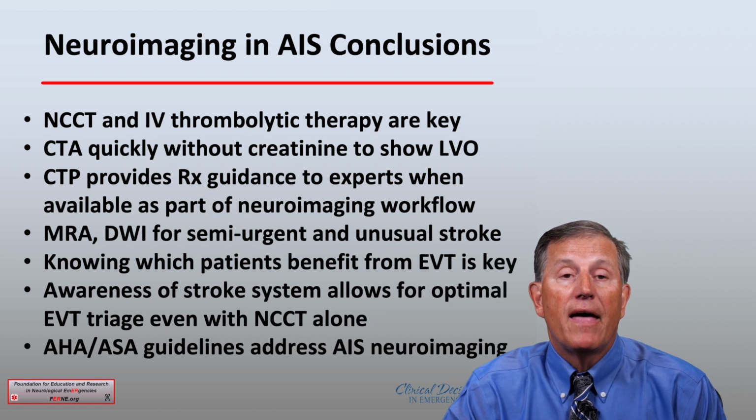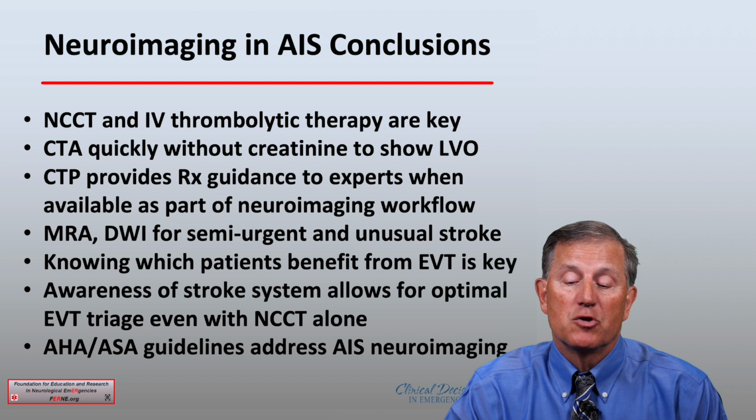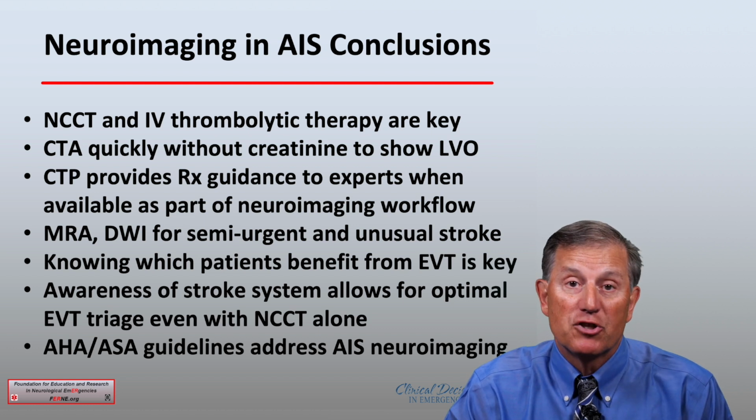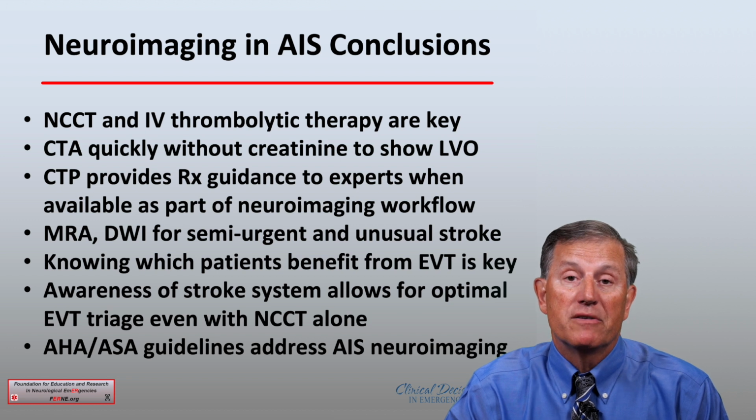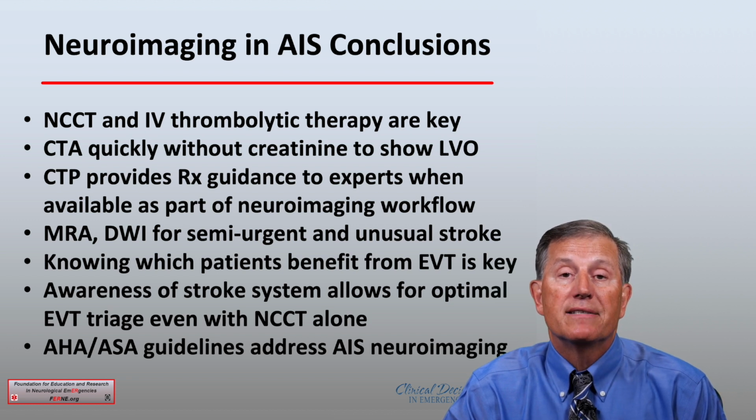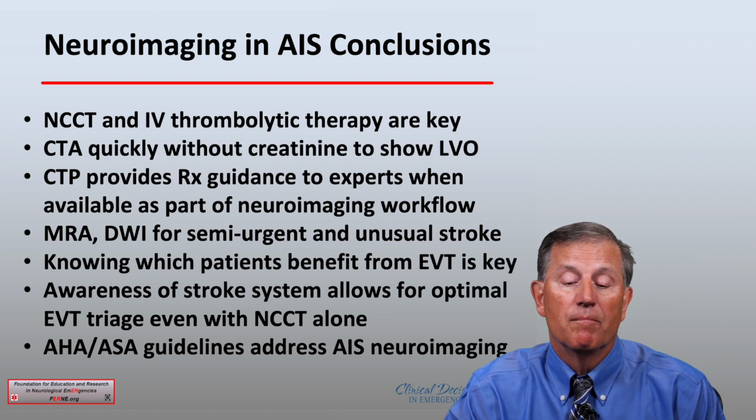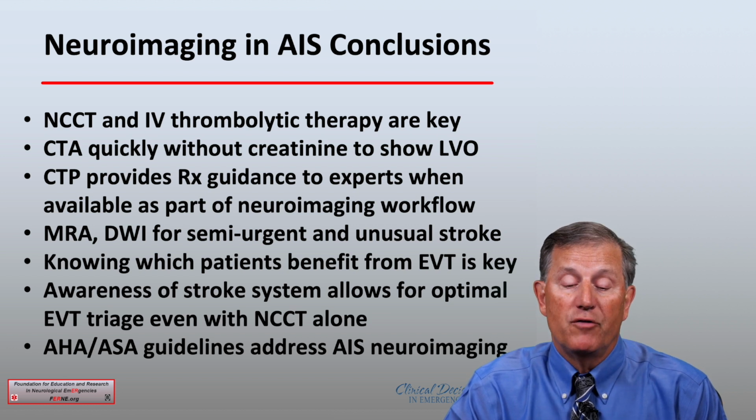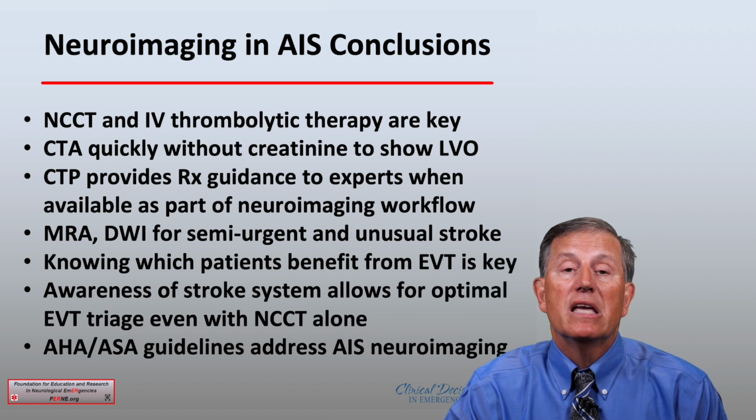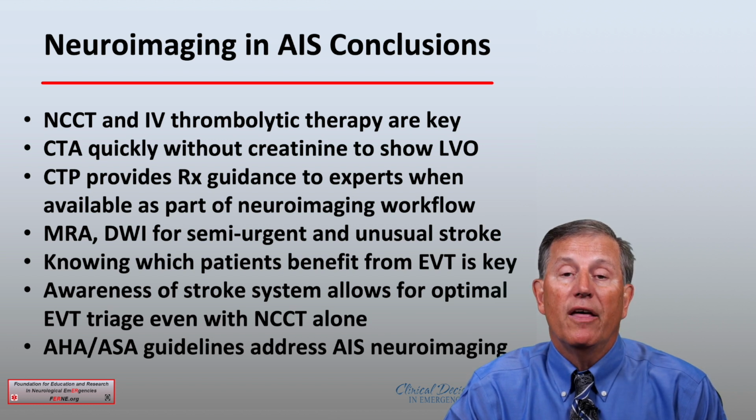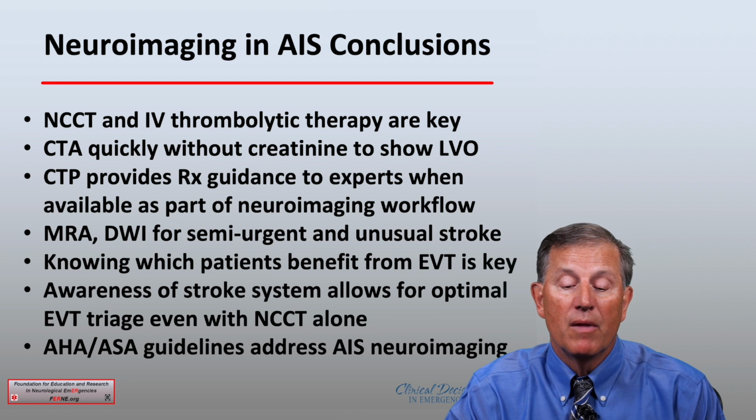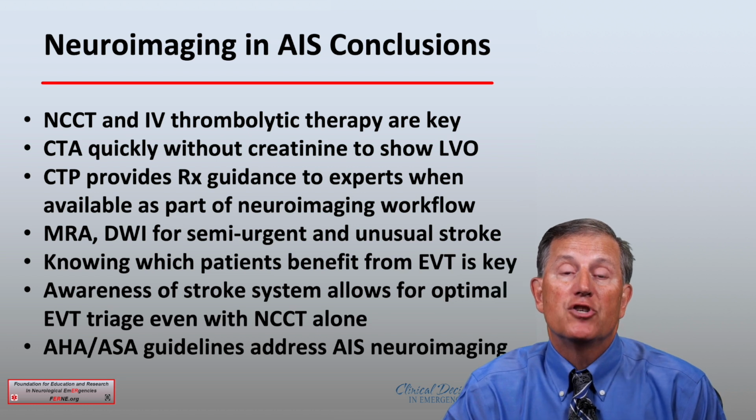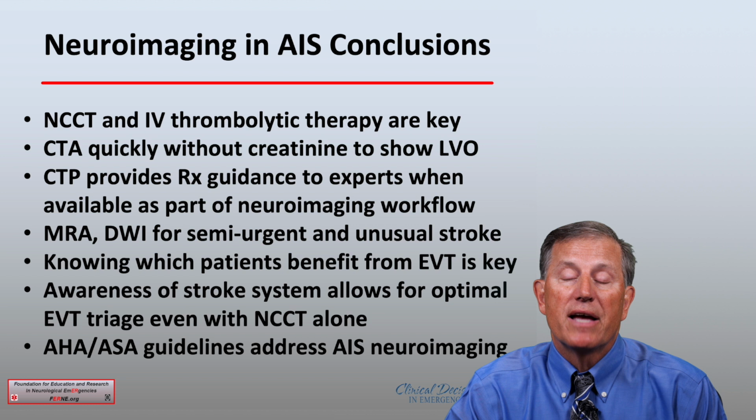We know that if we can identify which patients will benefit from endovascular therapy, that this is key, especially because endovascular therapies are still underutilized in patients who have stroke and are evaluated in the acute setting. We know that the awareness of your stroke system will allow for optimal EVT triage, even with non-contrast CT alone. And we know that the AHA-ASA guidelines address AIS neuroimaging quite well.